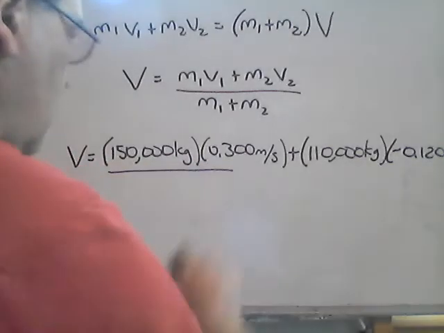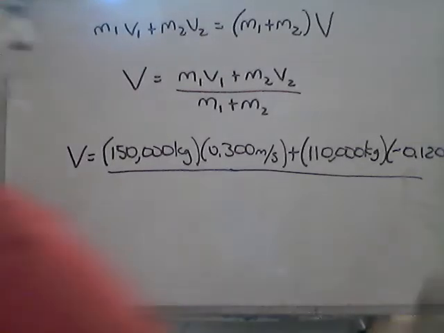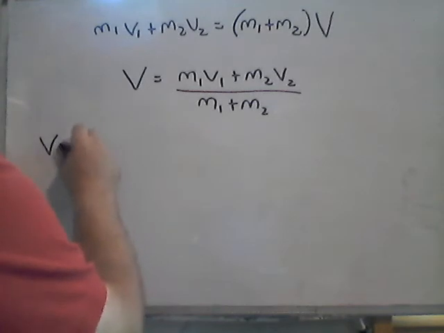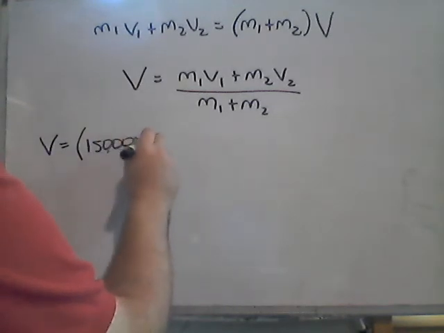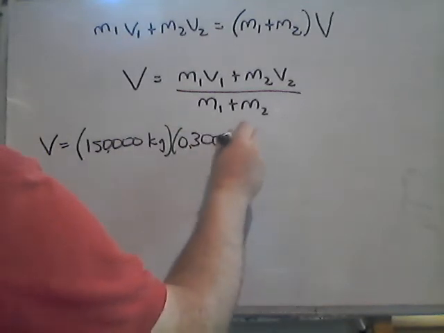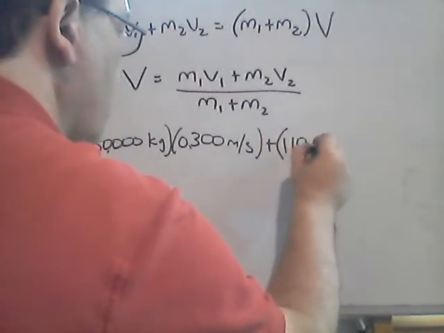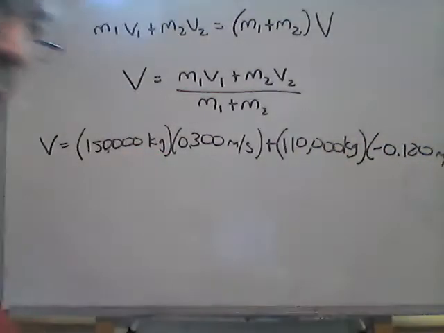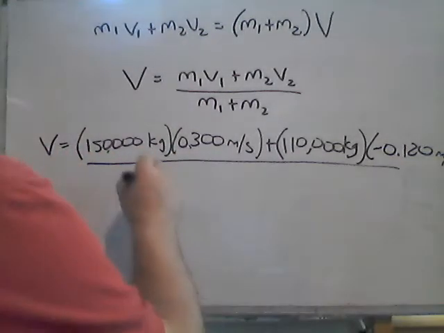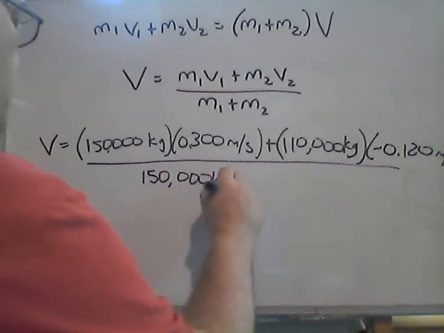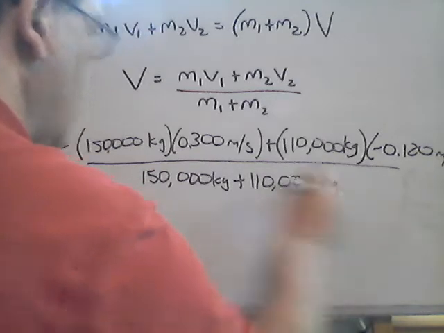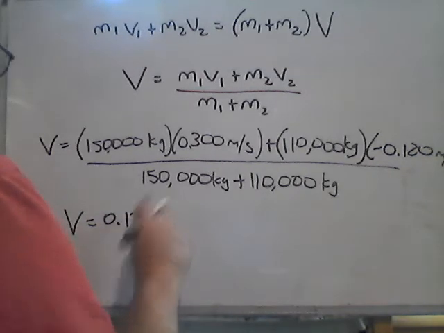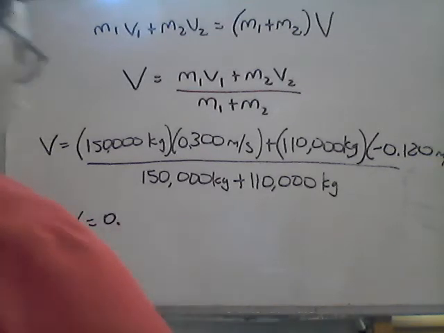And that's all going to be divided. I'm off the board again. Numbers are so big. I'm going to go way off to the left here. All right. 150,000 kilograms times 0.300 meters per second plus 110,000 kilograms times negative 0.120 meters per second. Barely made it. All divided by the sum of the masses, 150,000 kilograms plus 110,000 kilograms. And I do all this, I find out that V is going to be 0.122 meters per second. Now it's going to be positive. Now there is actually a sign here.